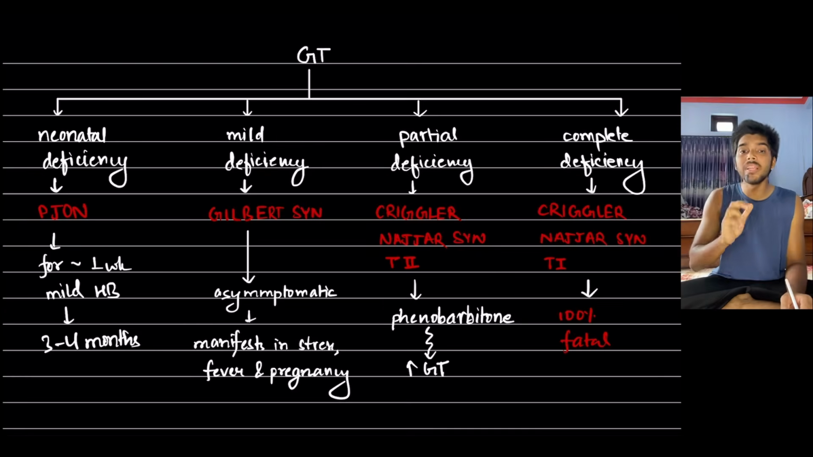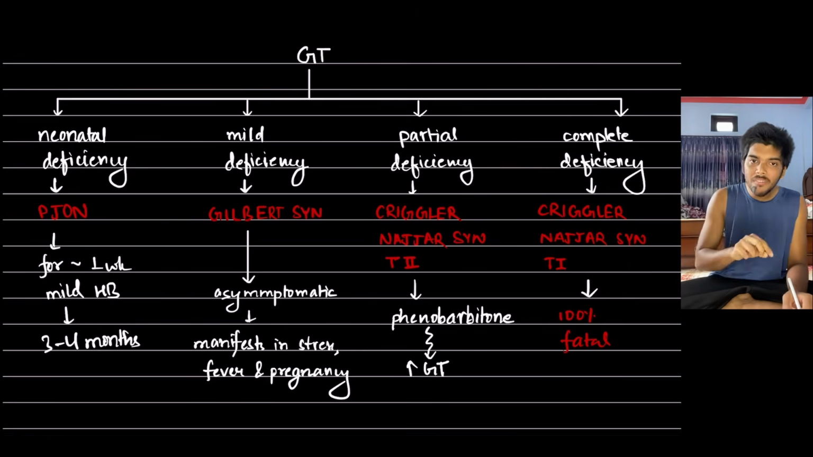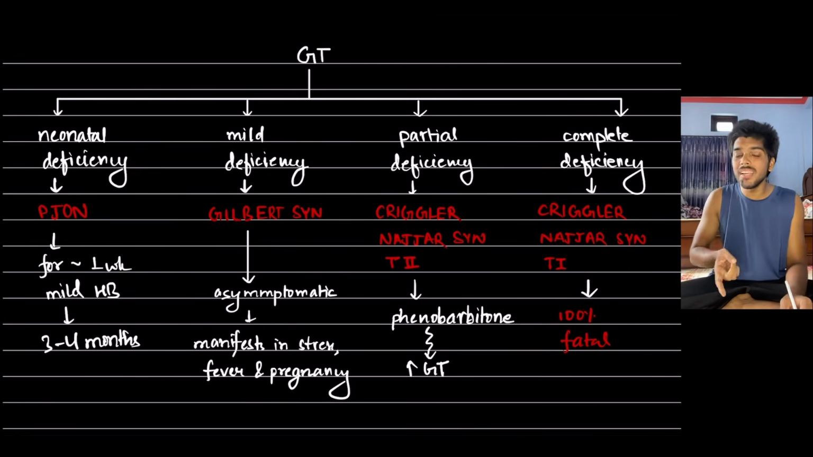In Gilbert syndrome, there is mild deficiency of GT. In Kriegler-Najjar syndrome type 1, there is partial deficiency of GT. And in Kriegler-Najjar syndrome type 2, there is complete deficiency of GT. In Gilbert syndrome, due to mild deficiency, it is asymptomatic, but symptoms are manifested during special conditions like stress, fever, and pregnancy.